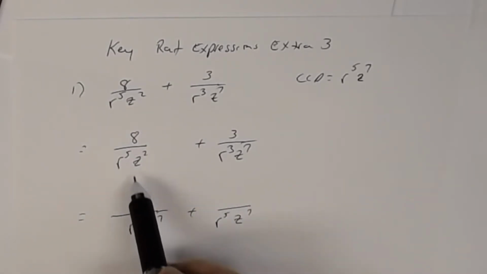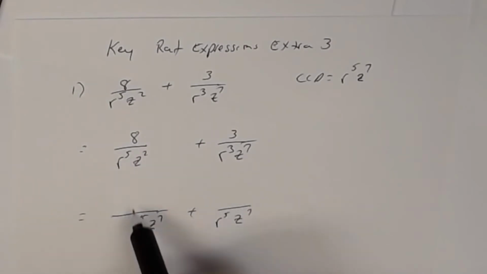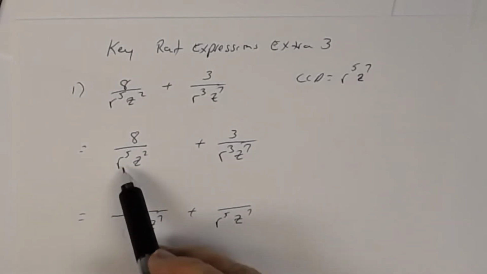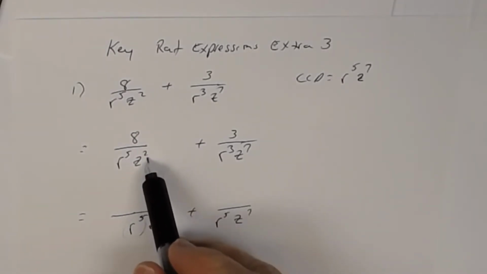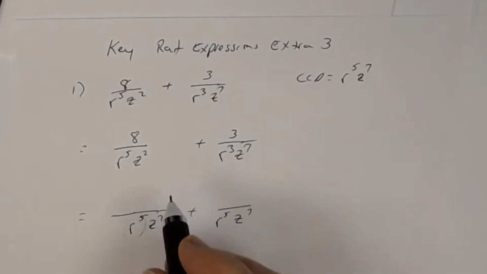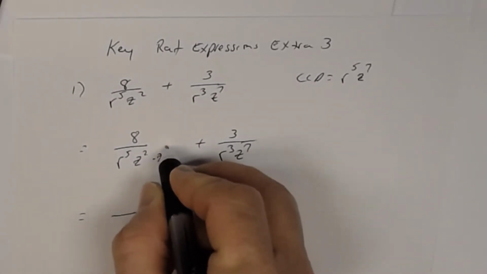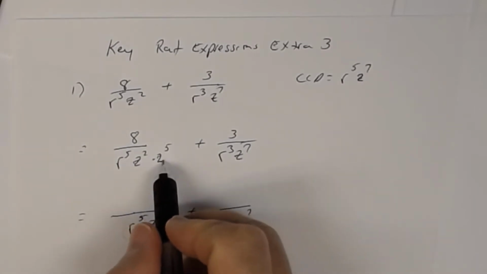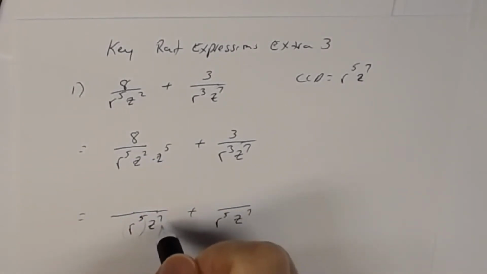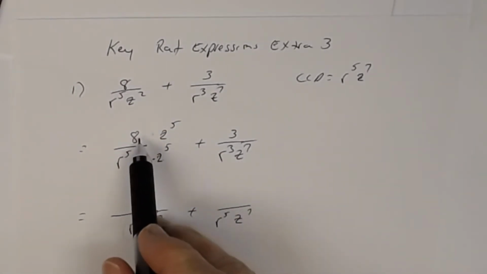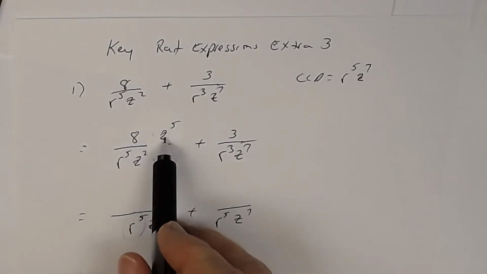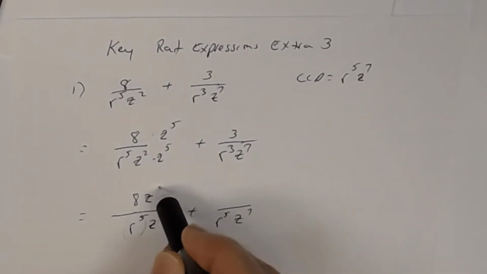Notice that in this particular case, I have 5 factors of r and I have 5 factors of r here. So I don't need any more factors of r. Here, though, I need 7 factors of z, but I only have 2 of them, so I've got to multiply this by z to the 5th. Because remember, when you multiply like bases, you add exponents. 2 plus 5 is 7. But what I do to the denominator, I do to the numerator. And so that's how this numerator becomes 8z to the 5th.